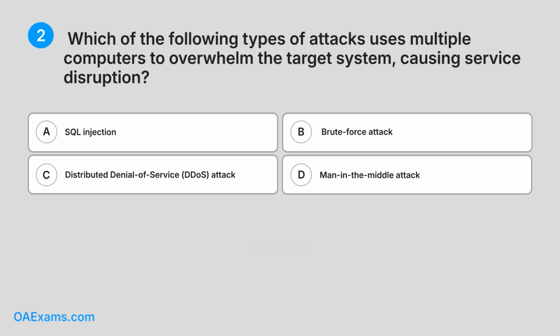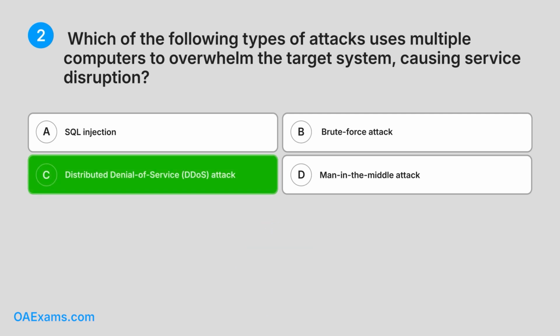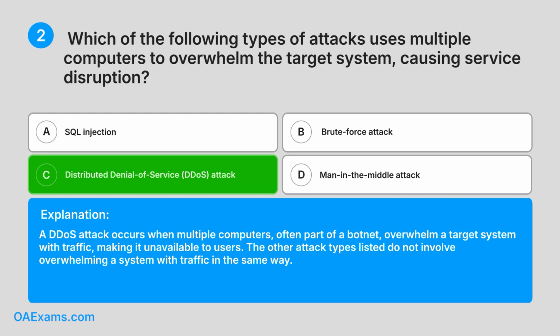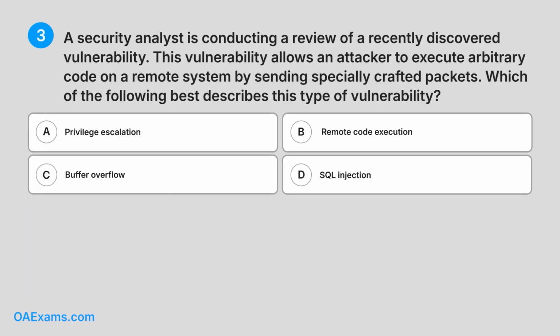Correct answer. C. Distributed denial of service, DDoS attack. Explanation. A DDoS attack occurs when multiple computers, often part of a botnet, overwhelm a target system with traffic, making it unavailable to users. The other attack types listed do not involve overwhelming a system with traffic in the same way.